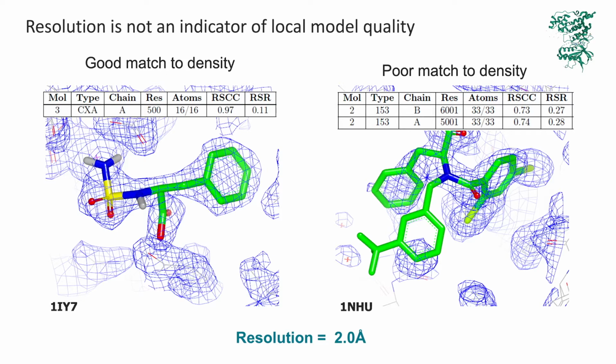The WWPDB has data for this also. They provide both the RSCC, the real space correlation coefficient, and the real space R factor. RSCC should be higher, RSR should be lower, so you can see here good RSCC, it's high, and low RSR. For the other structure, much lower RSCC, worse, and much higher RSR, worse. So again, resolution here is not telling you a lot about local quality, but there are other metrics that you can use to help with that.